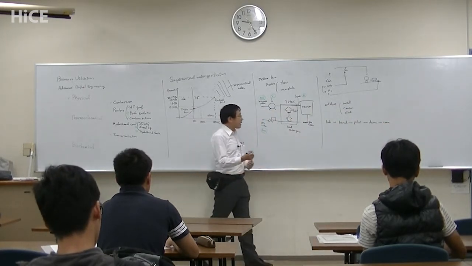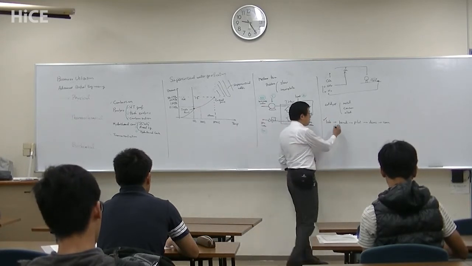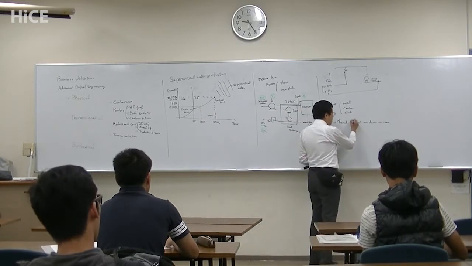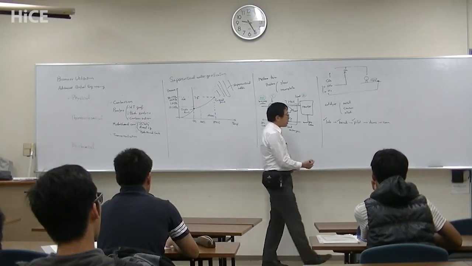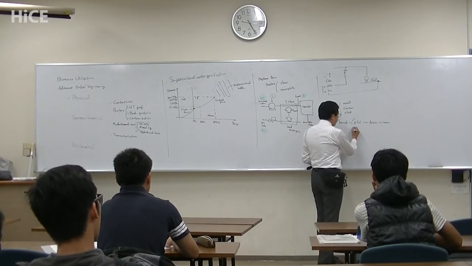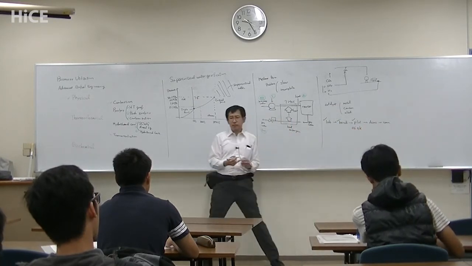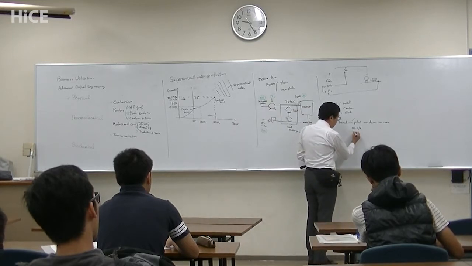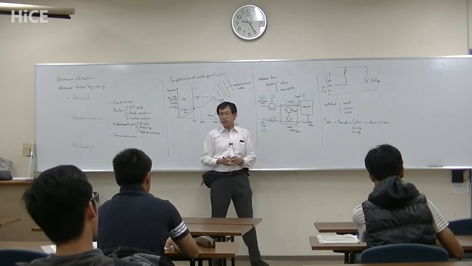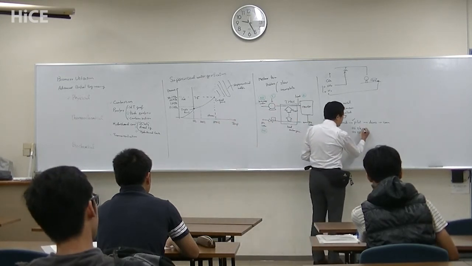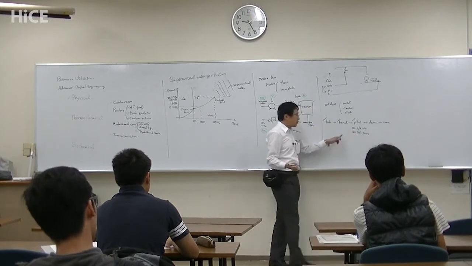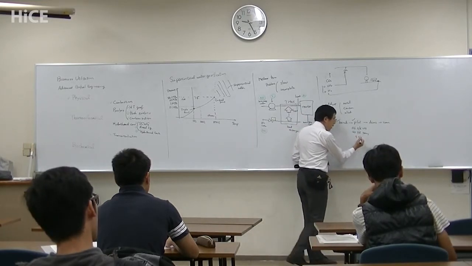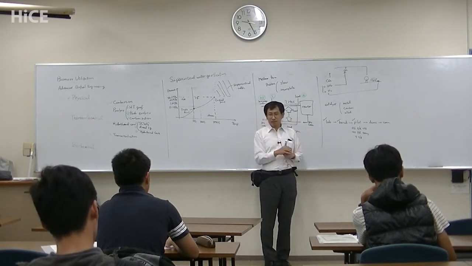Supercritical water gasification has been studied at the lab scale. Bench scale was also successful. And now it is at the stage of pilot scale. There were three pilot scales in the world. One is in the United States, Pacific Northwest Laboratory, 0.6 ton per day. Another one is in Germany, Karlsruhe Research Center, 2.4 ton per day. This is USA, this is Germany. The last one is here in Japan, 1 ton per day in Higashi Hiroshima.